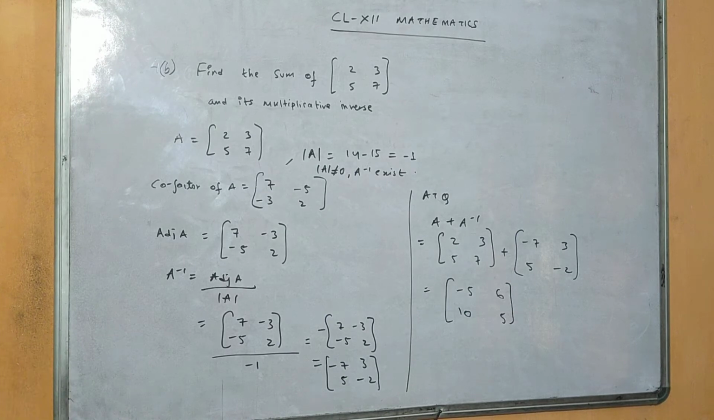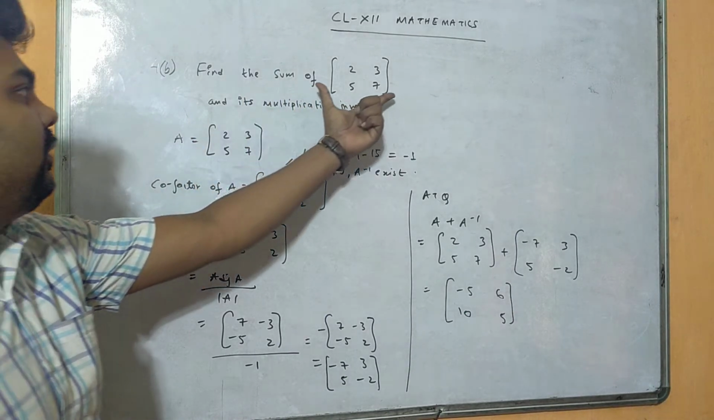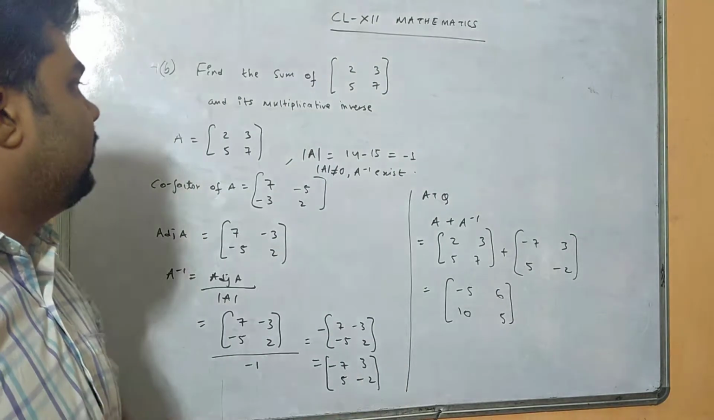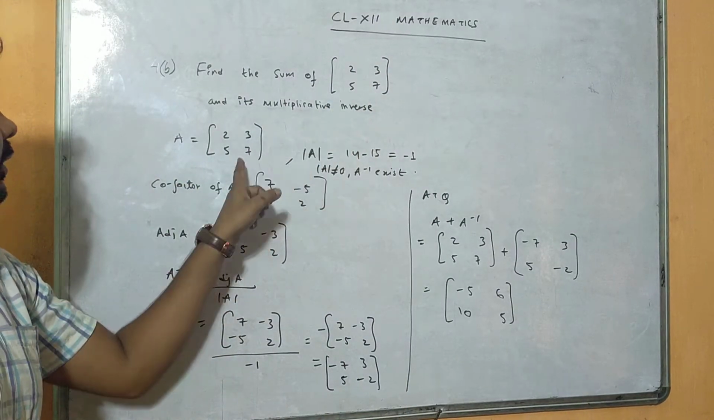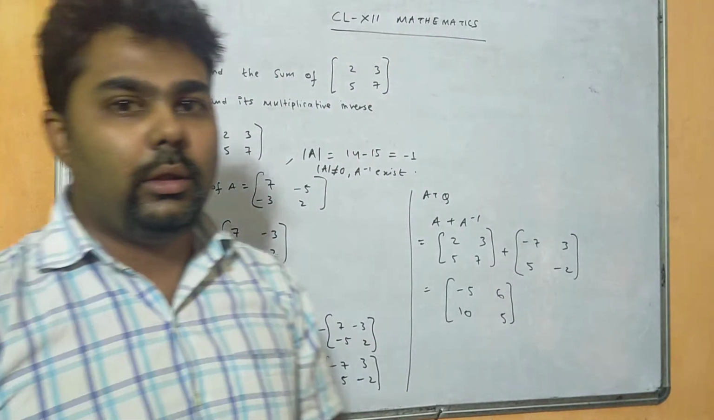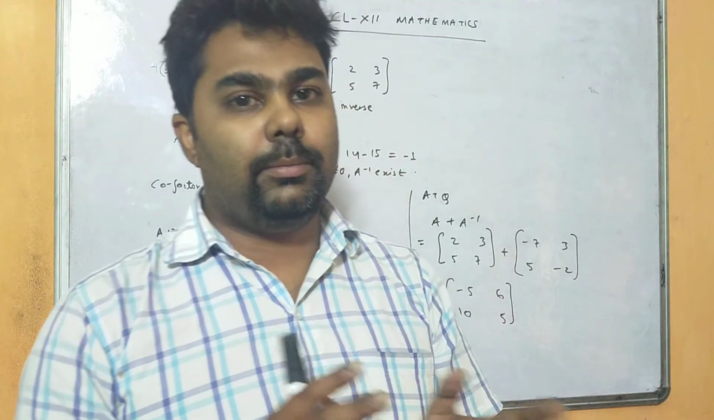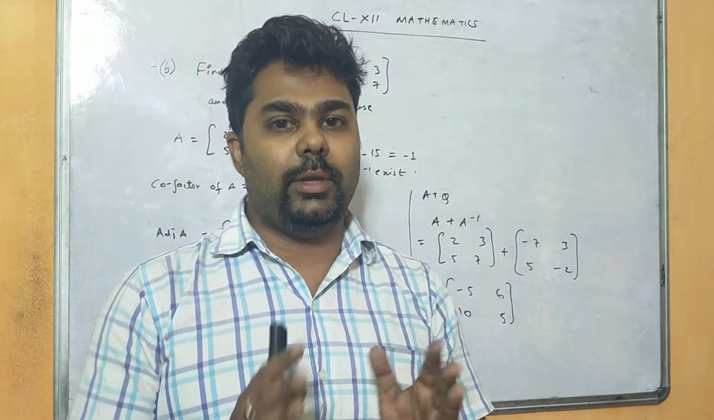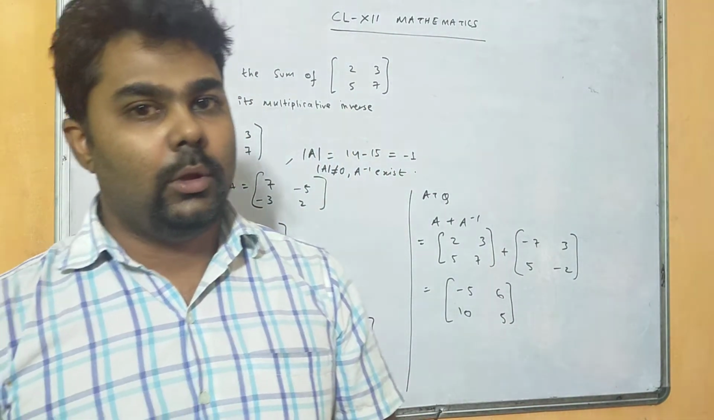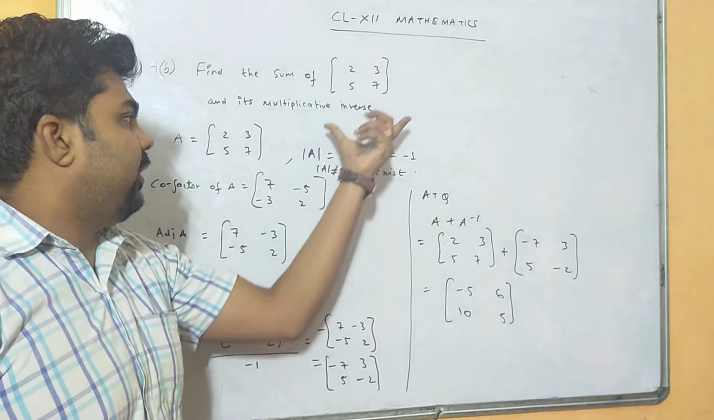Question number 4b. Find the sum of this given matrix and its multiplicative inverse. So one matrix is given here. We need to find the sum of the given matrix plus its inverse. That means A plus A inverse we have to find. So A is already given in the question. We will be finding A inverse.